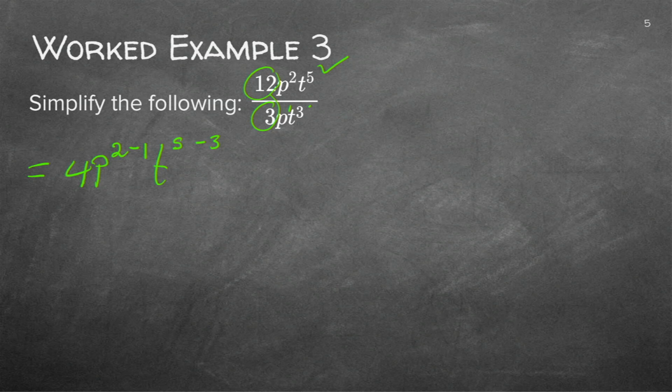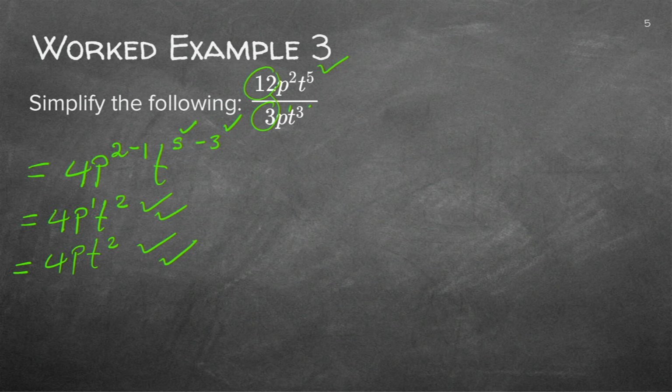So why do I use this law? Because I'm dividing. So if I'm dividing, I subtract the exponent. So this is going to be 4p, because 2 minus 1 is 1, so it's p to the power of 1, and then I have t, 5 minus 3, that gives you a 2. So the final answer is 4pt squared. So that is how you find your final answer.